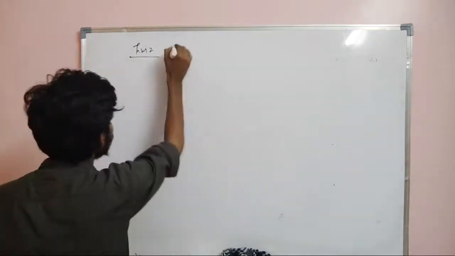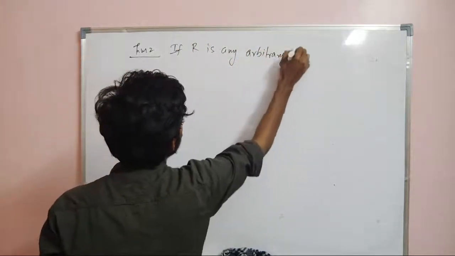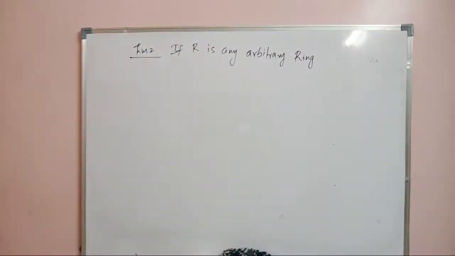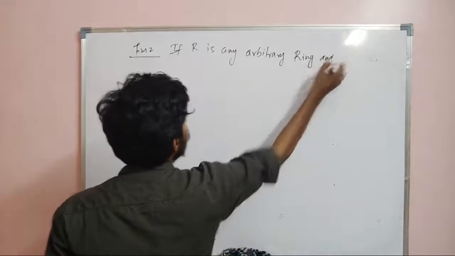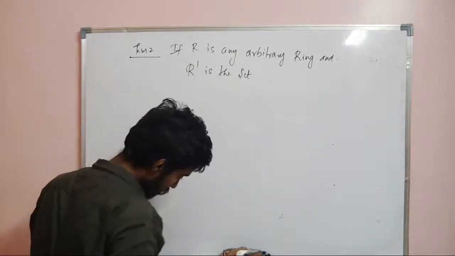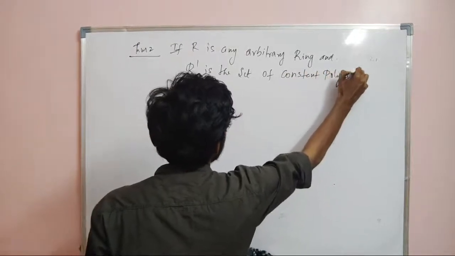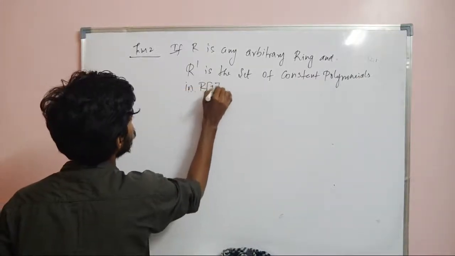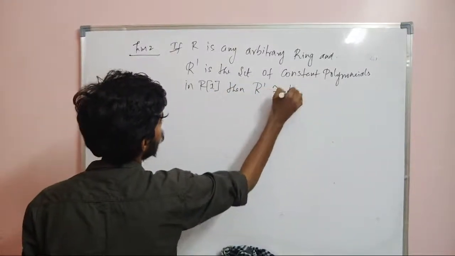If R is any arbitrary ring, and R dash is the set of all constant polynomials in R[x], then, it's natural, right, R dash is isomorphic to R.